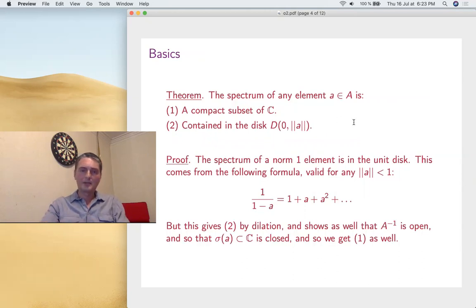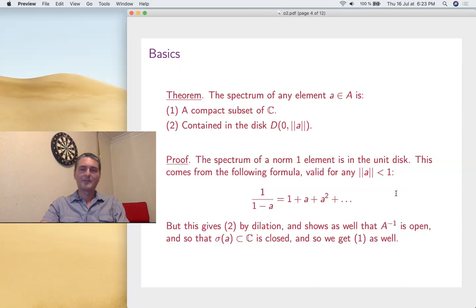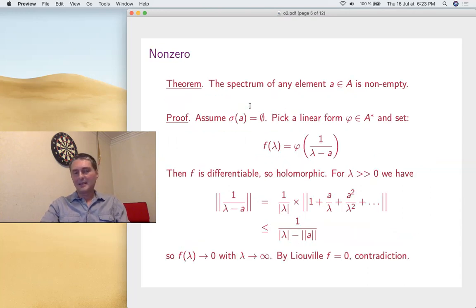Now if you look at the definition of the spectrum here, it's basically a matter of applying a continuous function to an open set to get something open, so the complement is closed. So finally the spectrum is closed. It's also bounded, we know it, so it's compact. We're done with this. Now, what's less trivial is to prove that the spectrum is non-empty, that you have at least one eigenvalue. And this is really tricky.